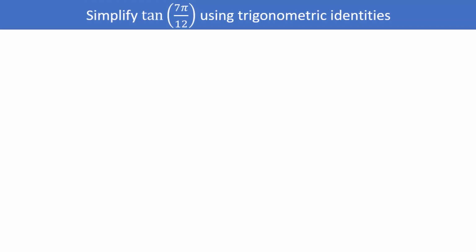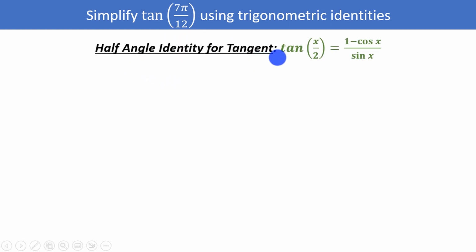Let's try another problem. We are asked to simplify tangent of 7 pi over 12 using trigonometric identities. Again, 7 pi over 12 is not a commonly known angle on the unit circle, but it is half of a commonly known angle. 7 pi over 12 is half of 14 pi over 12, and 14 pi over 12 would reduce to 7 pi over 6. 7 pi over 6 is a commonly known angle on the unit circle. So we need to use the half angle identity for tangent. Tangent of x over 2 is the same thing as 1 minus the cosine of x divided by sine of x. There are actually 3 options for tangent of x over 2, and it doesn't really matter which one that you choose.